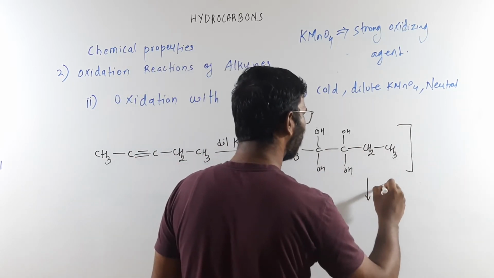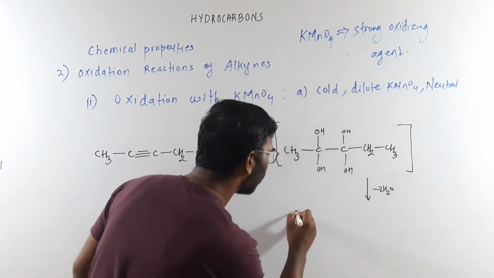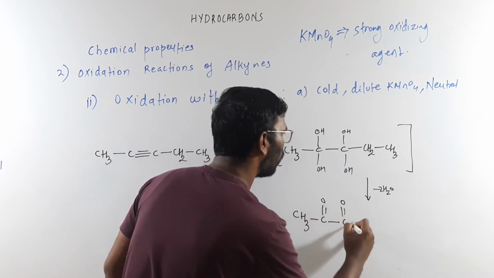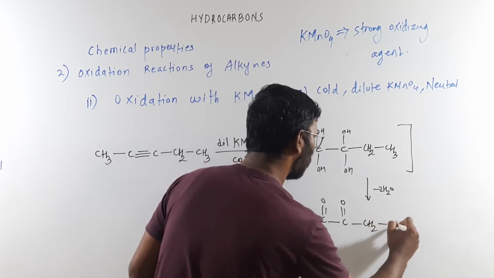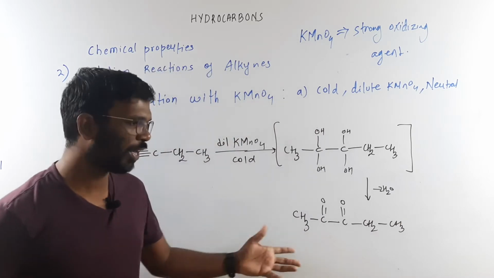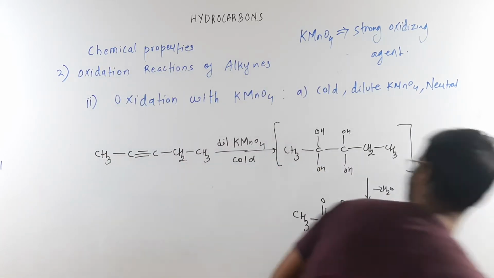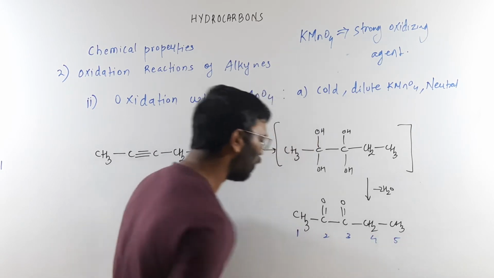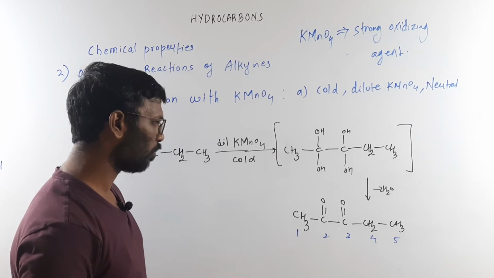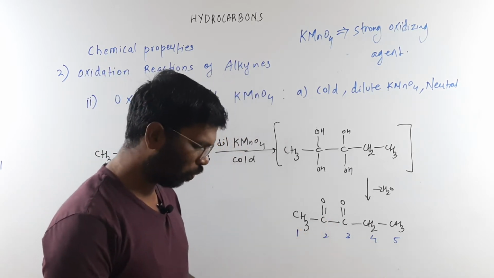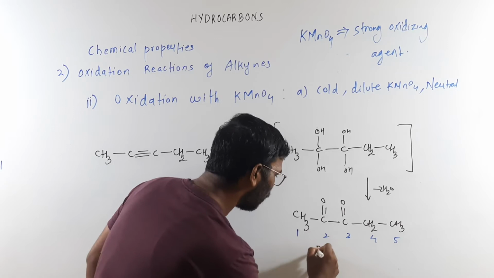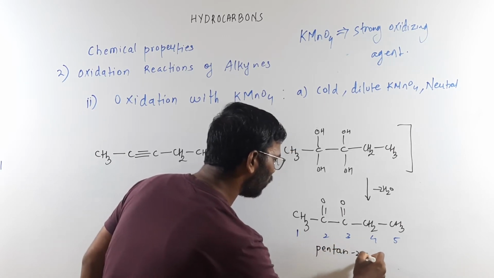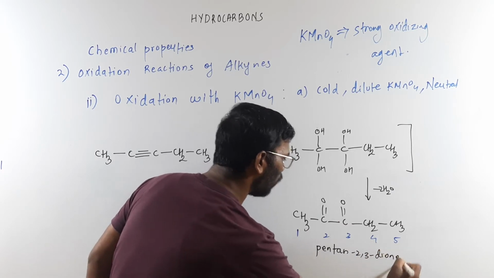Further, what you get is the loss of two molecules of water, and CH3-C(=O)-C(=O)-CH2-CH3. This means we are getting a diketone over here. The name of this will be, I will start numbering from here: 1, 2, 3, 4 and 5. So there are 5 carbons, so the word root is pent, pentane-2,3-dione. This will be the name of the compound.